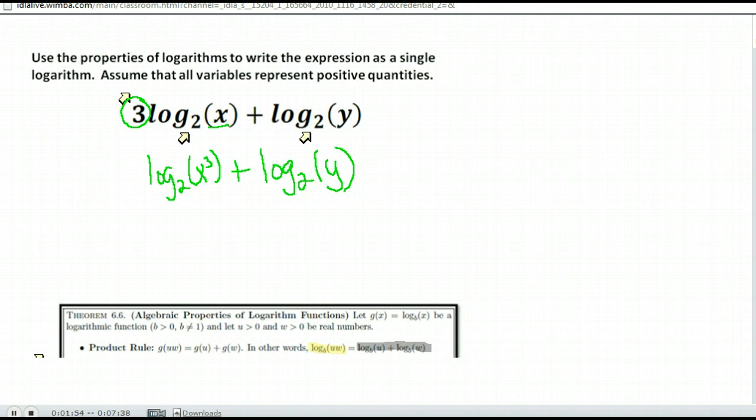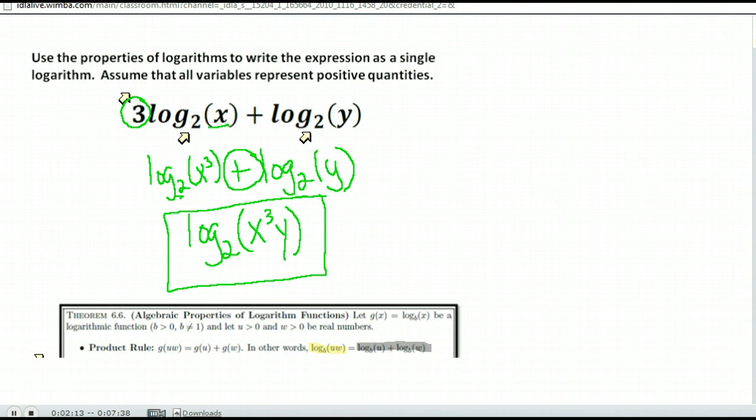Now our rules for logarithms tell us that we have two logs with the same base like we do here, and they are added. We can rewrite that as a single log with the base of 2 in this case, because that's what we had. And addition means those variables would be multiplied when we write it as a single log. So we are done. Log base 2 of x to the third times y would be the same as this expression, only it's written as a single log instead.